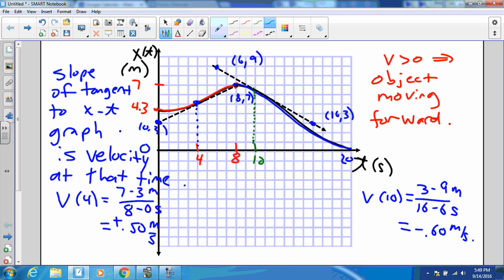And here, the negative sign indicates that the object is moving backwards, which we knew already. The object is moving backwards for every time on the portion of the curve that is in blue. So here we have the velocity that is less than 0, and the object is moving backwards.